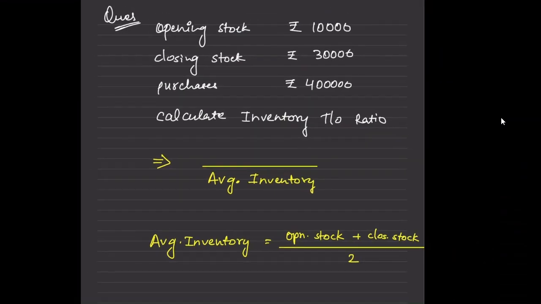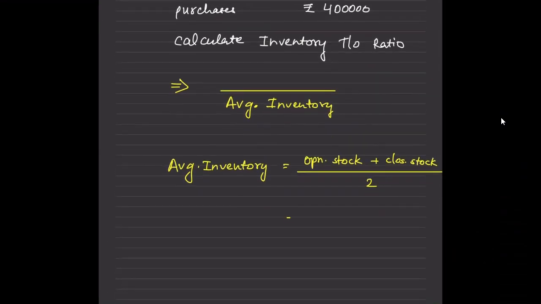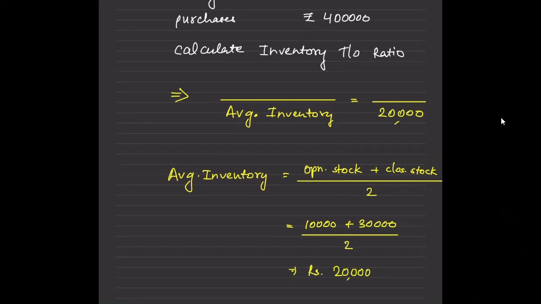So in my case, the opening stock is 10,000 and the closing stock is 30,000. So 10,000 plus 30,000 whole divided by 2 would give me rupees 20,000. This is my average inventory. So in the formula, I can put rupees 20,000 in the denominator. Now in the numerator, it should be cost of goods sold. That is the turnover of your goods.